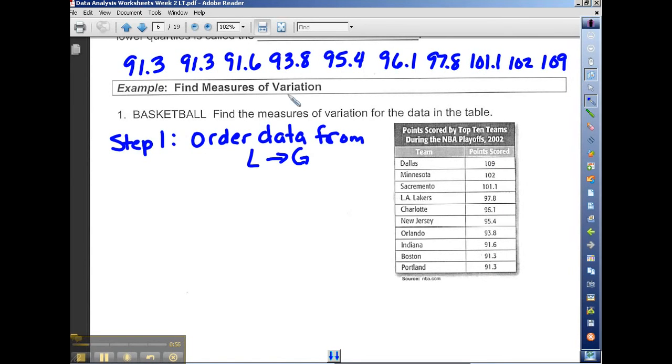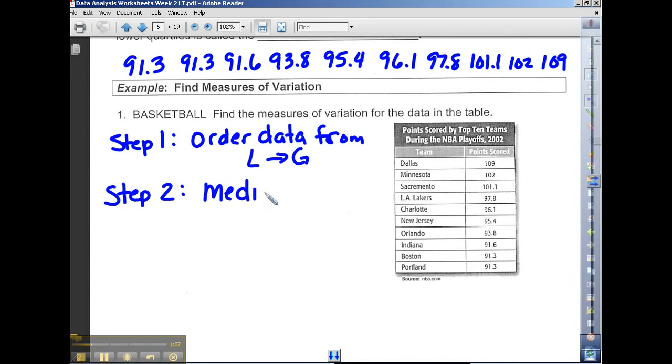All right. Step number 2. After you've ordered your data from least to greatest, we're going to find the second quartile. Of course, we call it the median. So let's find our median. And you guys know how to find a median. I'm going to cross off the 2 low ones. I'm going to cross off the 2 high ones. Cross off the next 2 low ones. Cross off the next 2 high ones. We've got 2 numbers in the middle here. We've got to find the number that's right in between those 2. We're going to add those together and divide by 2.